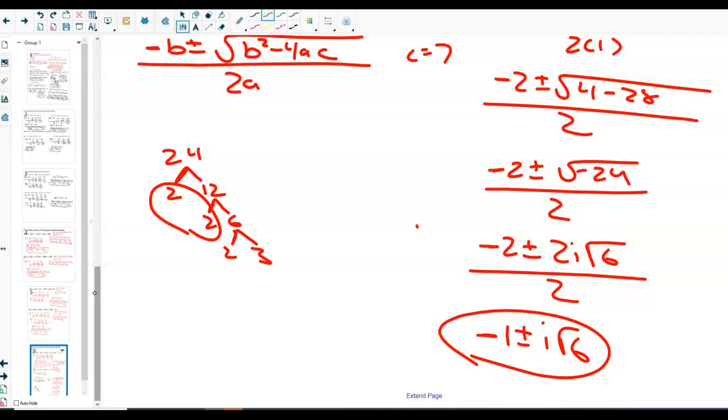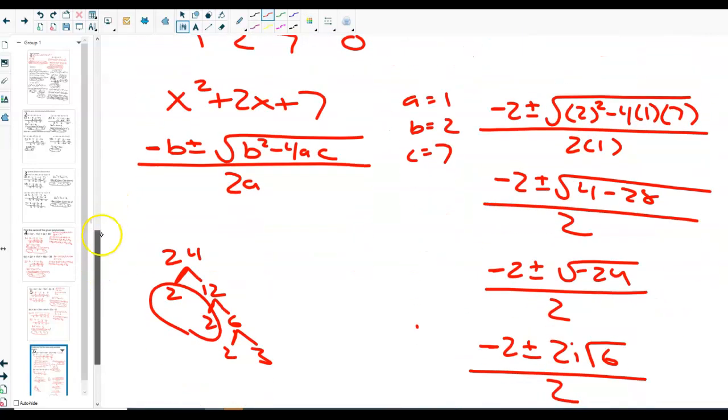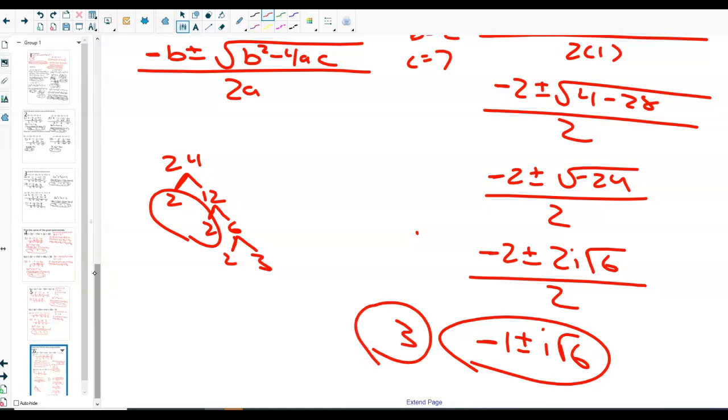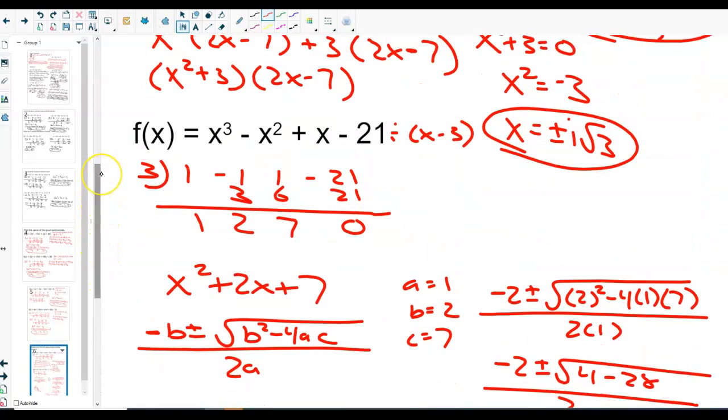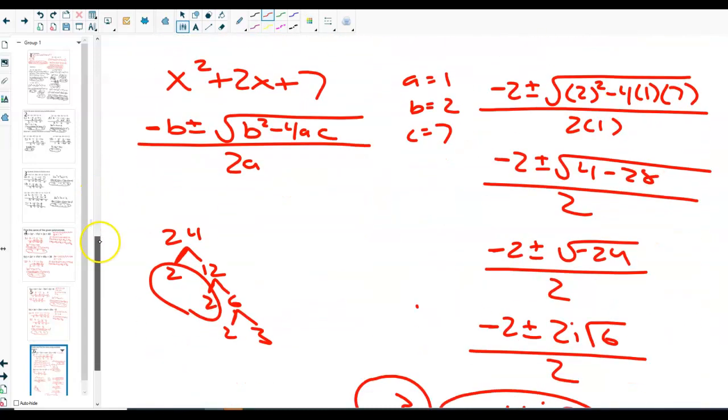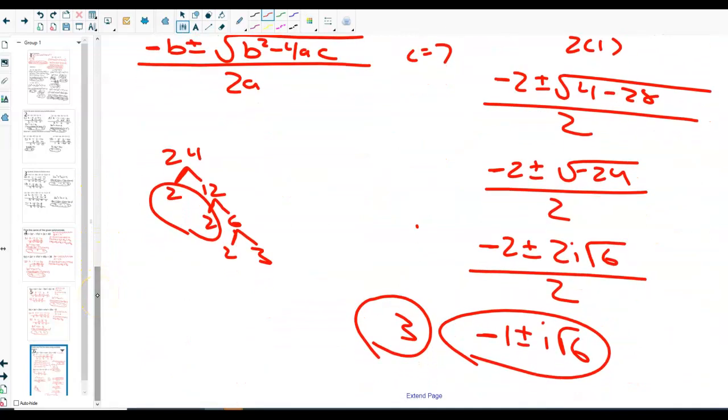So that's one answer, or those are 2 answers. And my third answer is my 3. We end up with 1 rational solution and then 2 non-real solutions. Okay? When you do your possible solutions here, the possible solutions are plus or minus 1, plus or minus 3, plus or minus 7, plus or minus 21. That only counts for rational solutions. You can have irrational solutions or non-real solutions as well. They're not going to be in your list.